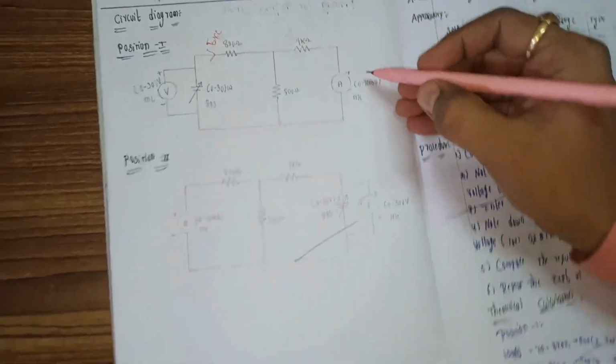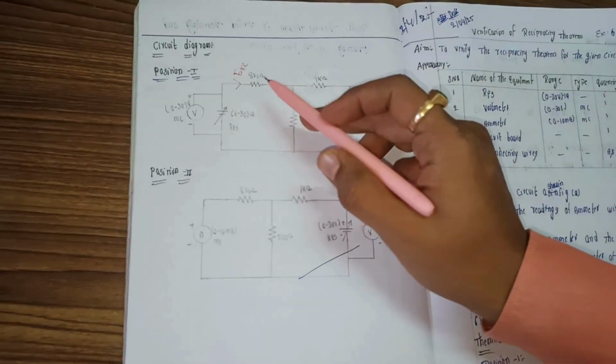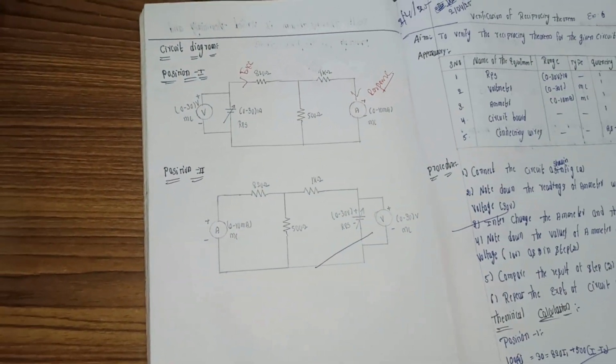Excitation, and this current is called the response. So the excitation to the response should remain the same. We need to find it out. Now let's try to construct the circuit diagram.